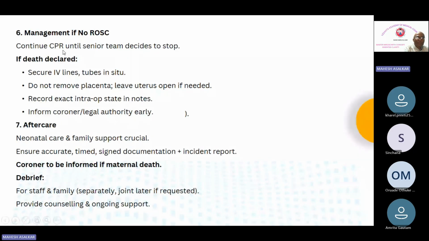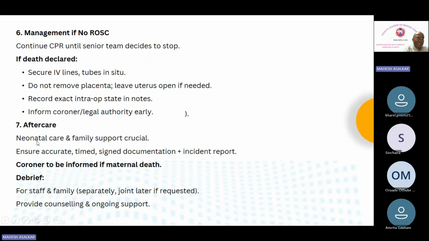Then management if there is no return of circulation: we will continue the CPR until the senior team decides to stop. If you need to declare the death, then secure the IV lines and tubes should be in situ. Do not remove the placenta, leave the uterus open if required. So you have to keep the situation as it is. The only thing is that you may close the abdomen with simple stitches, just for the purpose of maintaining dignity and showing it to the relatives. Otherwise, you need not, because that will be going further for the postmortem.